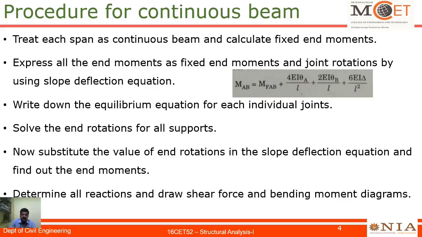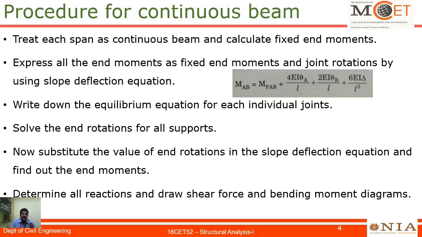This is the equation which we have already seen, this M_FAB. This M_FAB is nothing but the fixed end moment, and this theta A and theta B are nothing but the joint rotations, and this delta is nothing but the slip or the deflection, that is the sinking of the supports. So we need to write this expression for each and every member.